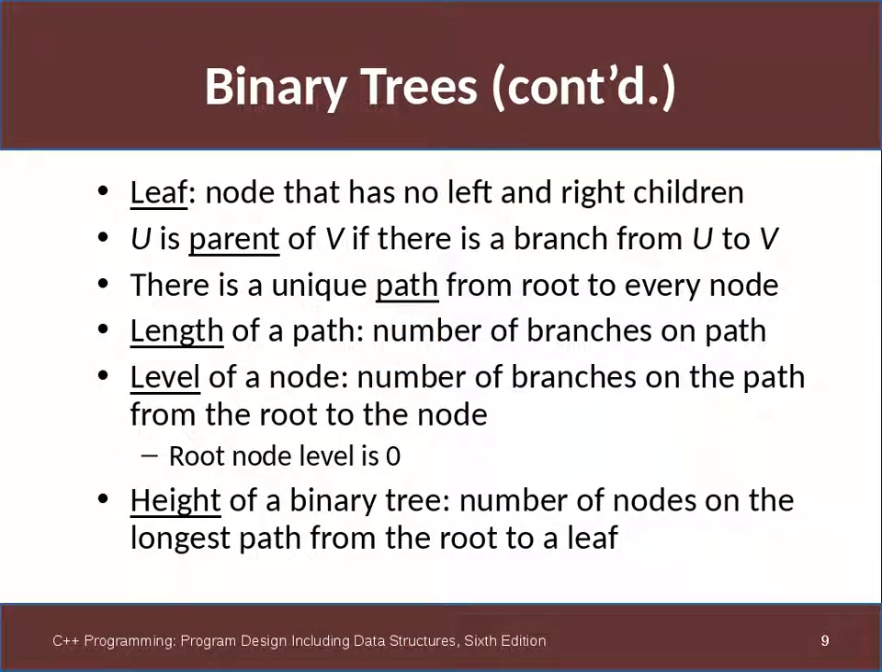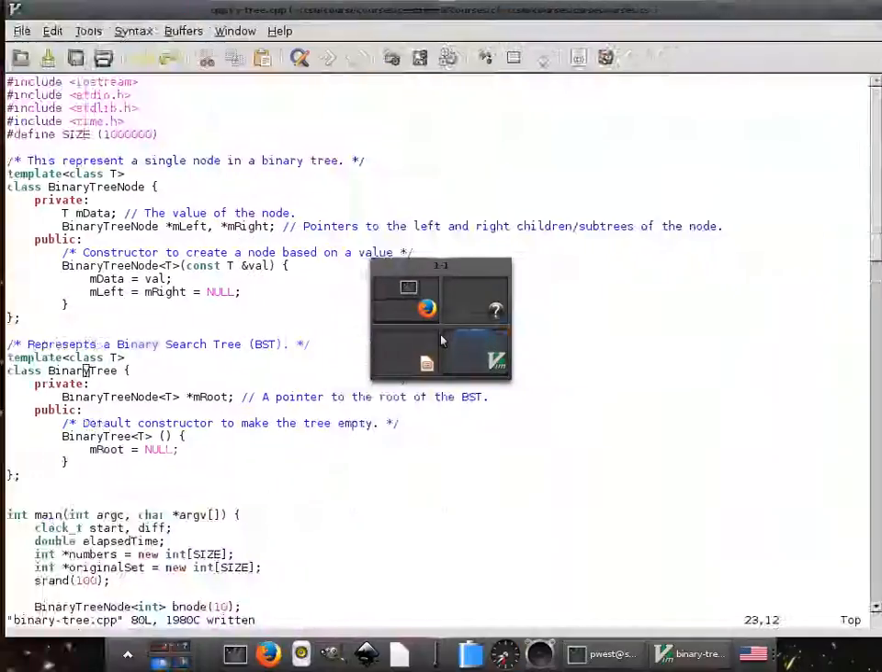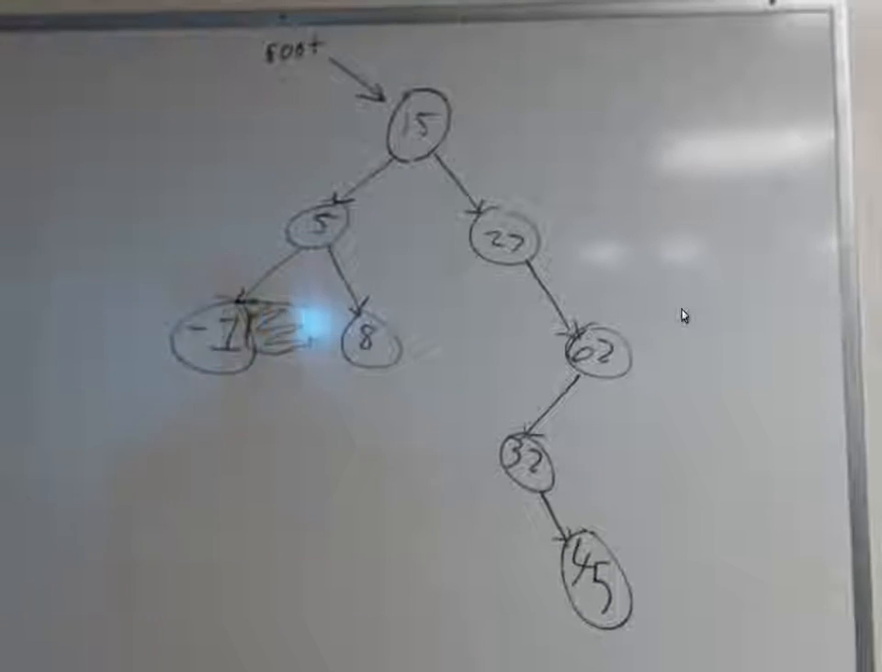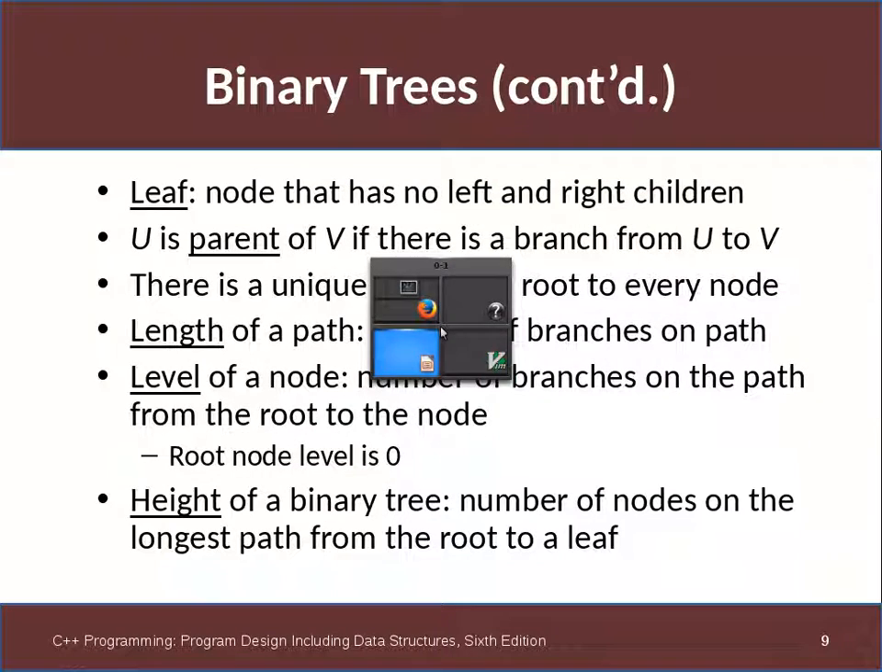The length of a path is the number of branches on that path. So what's the length from 15 to 62? 2. Yes. How about from 27 to 45? 3. All right. From 5 to 8? 1. From -1 to 45? Undefined, there's no path. Not legal. They are not friends.